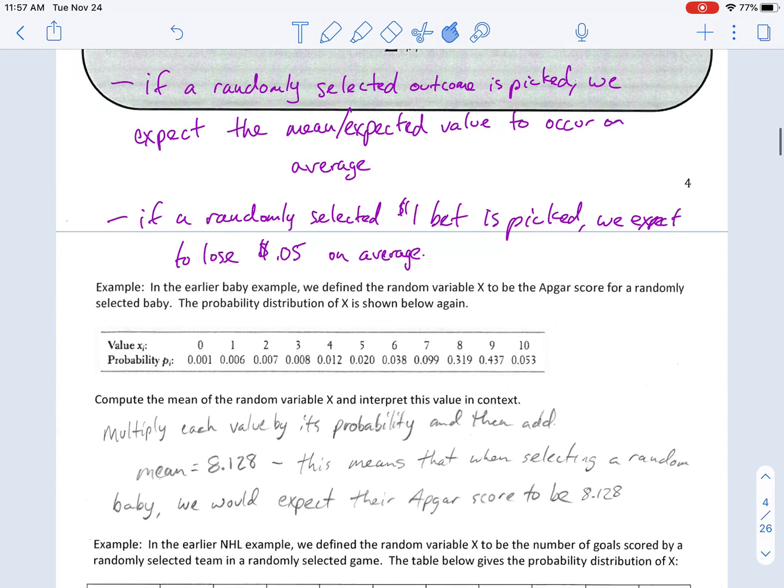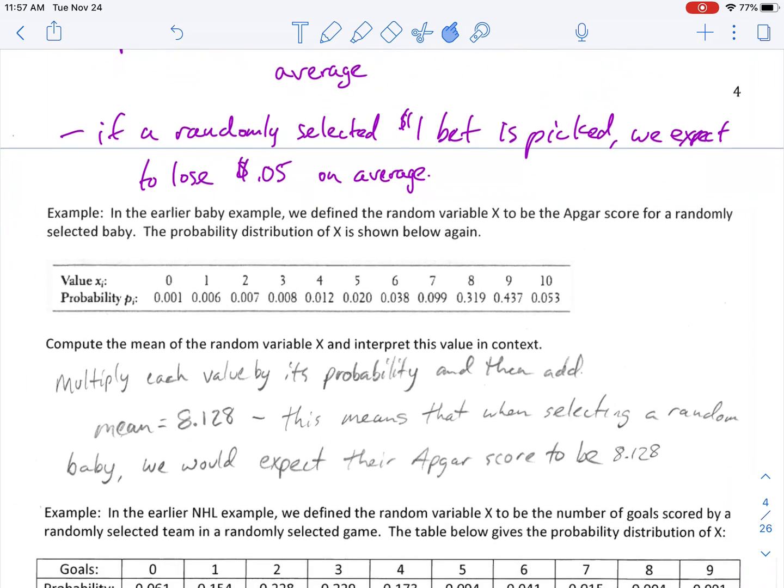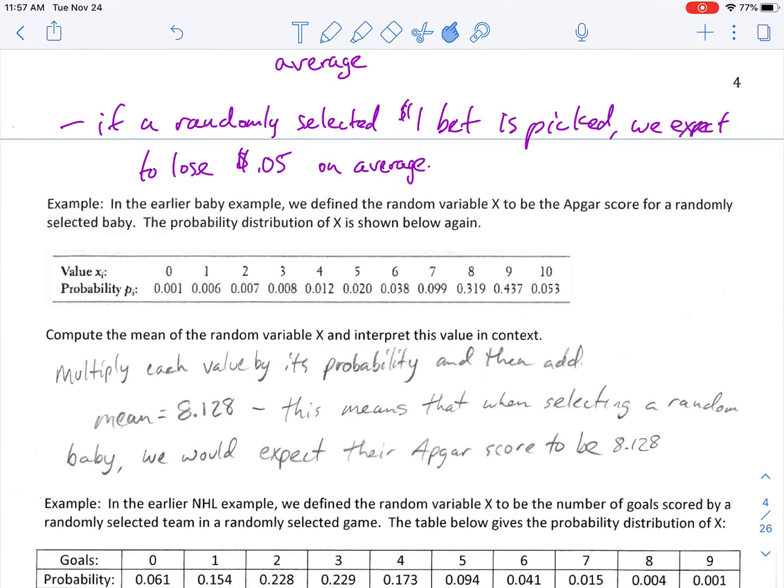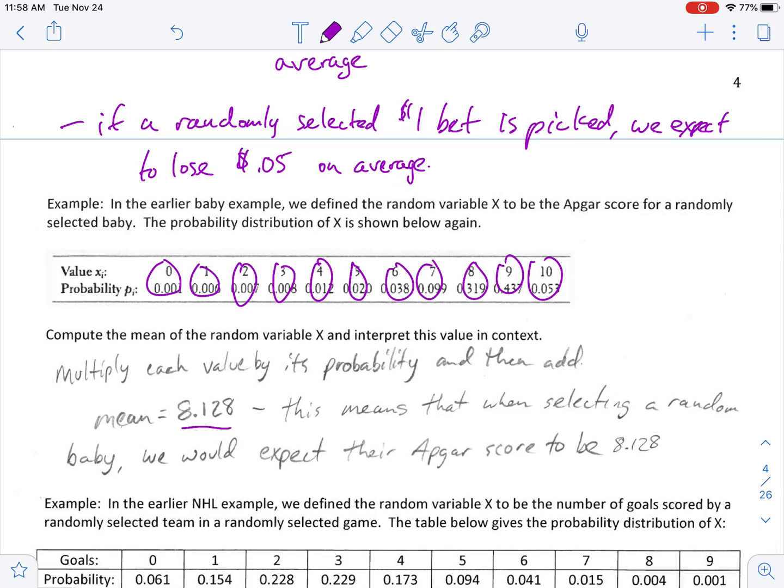All right? So let's go back to the APGAR score. All right? The APGAR score, this is the same table as before. We have a relative probability of each score happening. Okay? Compute the mean of the random variable x and interpret this value. So one way to do this is to multiply and add. It's not horrible, it's going to take a minute. Not preferable, but whatever, okay? You could do it. Now, in a minute, I'll show you how you can use your calculator here, okay? But if you did that, you would get 8.128, okay?